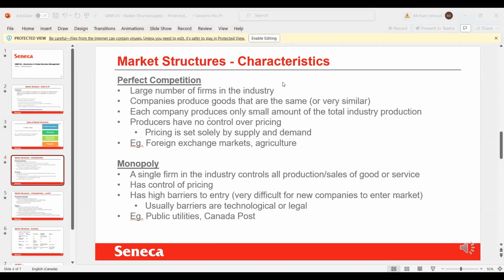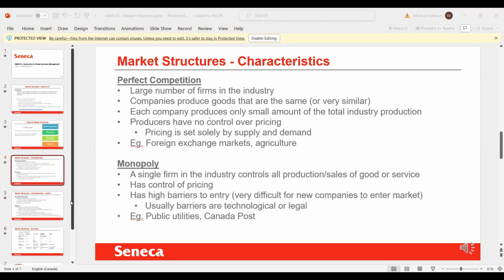Monopoly: a single firm in the industry controls all production and sales of goods and services, has control of pricing, and has high barriers to entry, very difficult for new companies to enter the market. Usually barriers are technological or legal. So public utilities fall under that, and Canada Post.